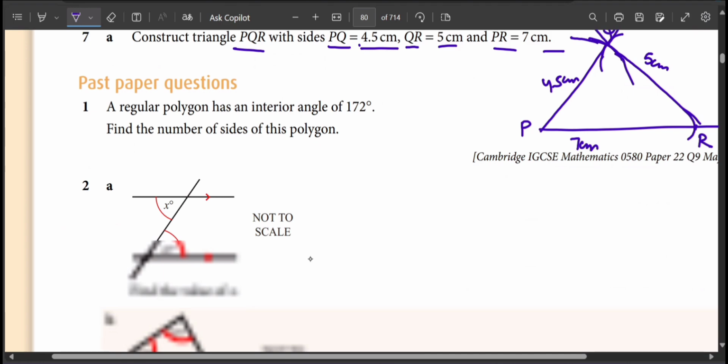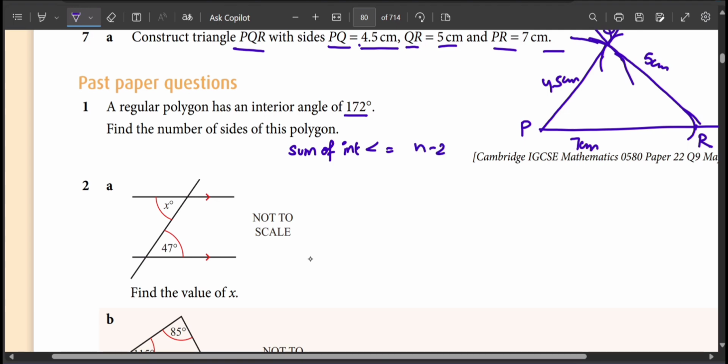A regular polygon has an interior angle of 172 degrees. Find the number of sides of this polygon. So it is a regular polygon with one interior angle of 172 degrees, and we are supposed to find the number of sides. Remember, we know the formula for the sum of interior angles, that is (n minus 2) times 180 degrees, but we don't know the sum, we just know one interior angle.